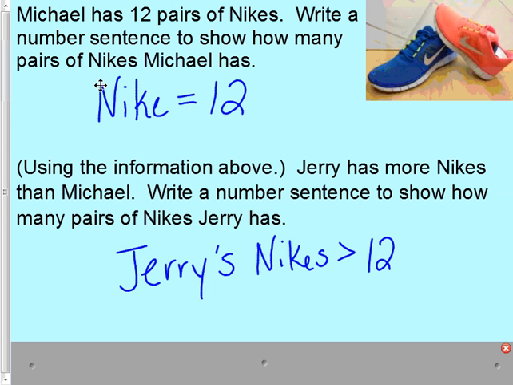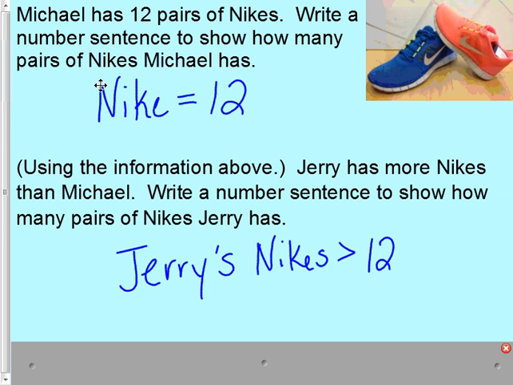So an inequality is different because it doesn't tell us exactly what the number has to be. It just gives us some rules for what the number could be. So in the first one, we know exactly how many Michael has. In the second one, we don't know how many Jerry has, but we do know that it's greater than 12.